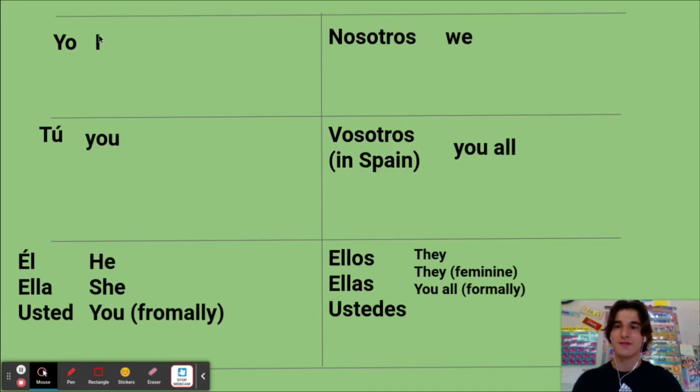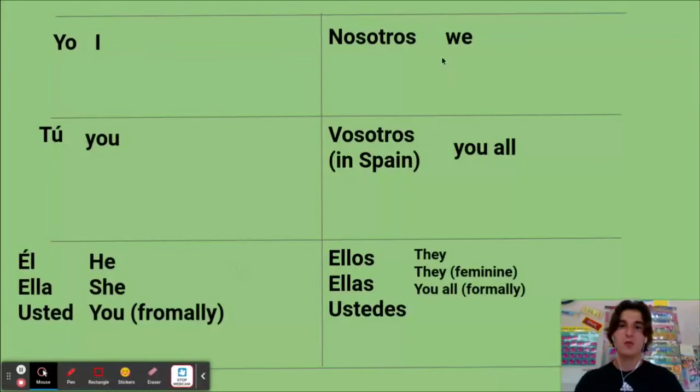of view. So here we have yo, and you should have these memorized, meaning I, and that's your first person tense. Tú, which is you, and that's your second person tense. Él, ella, y usted, he, she, and you, formally. That's your third person singular tense.